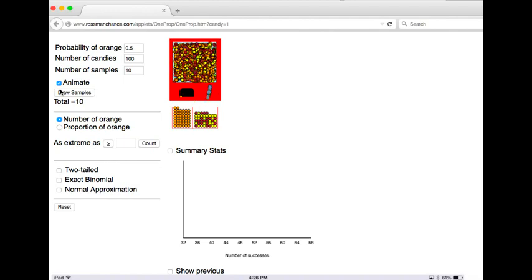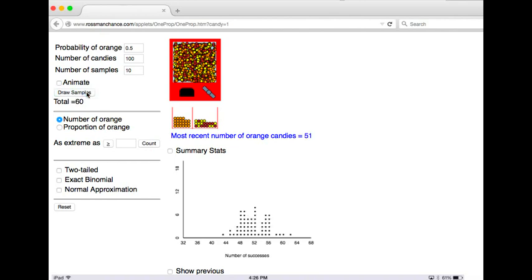And I'm going to stop. Okay, so we had 47 out of 100, so close to 50. I'm going to stop the animate and we'll draw 10 samples. And so we continue to draw 10 samples of size 100. Okay, and we expect this to be around 50, right? To be centered around 50. And if you look, that's where the majority of the samples are.